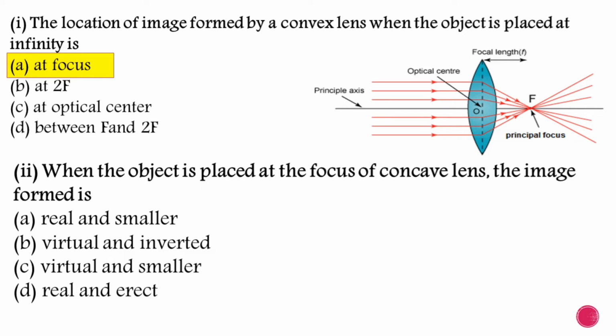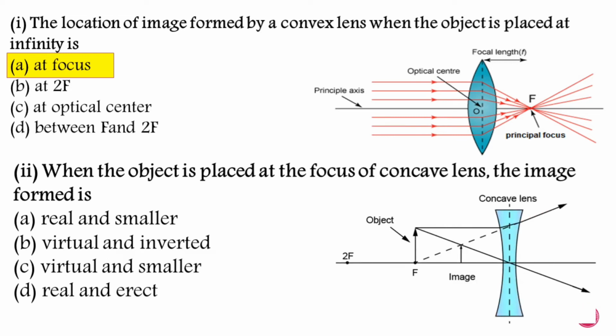Question number 2. When the object is placed at the focus of a concave lens, then the image formed is... We have learnt that for any object kept between infinity and the optical center of the concave lens, the image formed is always virtual, erect and smaller. So the answer here is option C, virtual and smaller.